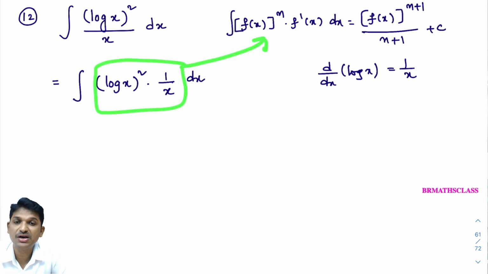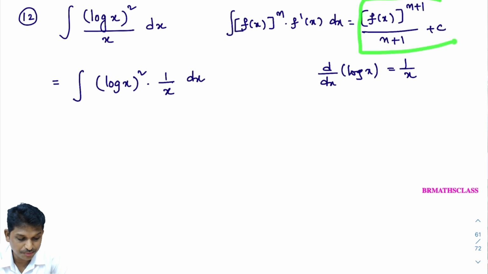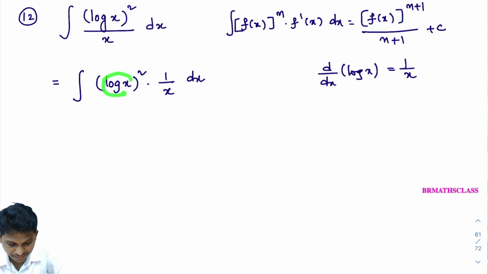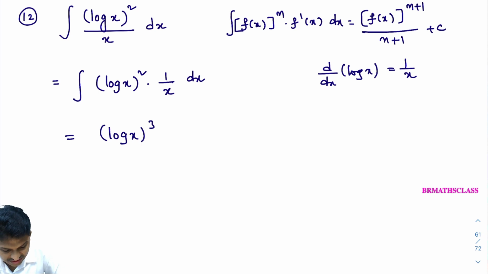F of x whole power n into f dash of x dx. So what is integral of f of x whole power n into f dash of x dx? The answer is f of x whole power n plus 1 divided by n plus 1 plus c. Here the point is, what is f of x? Look here, this is f of x, right? What is the answer? f of x whole power n plus 1 divided by n plus 1. So what will you get here? That is equal to log x whole power n plus 1, 2 plus 1, 3, divided by 3 plus c.